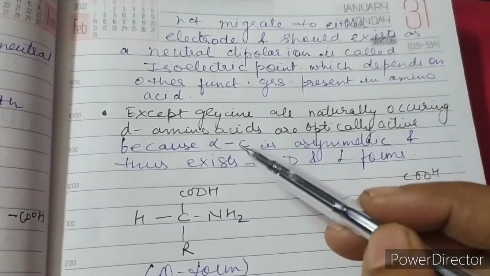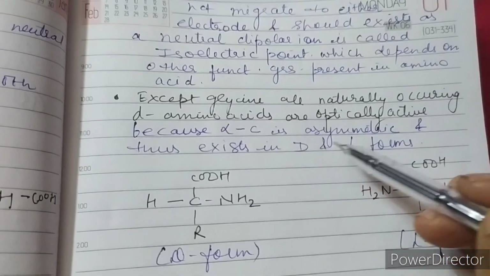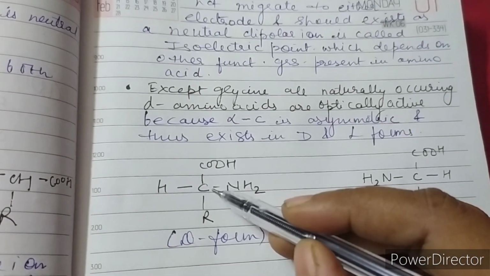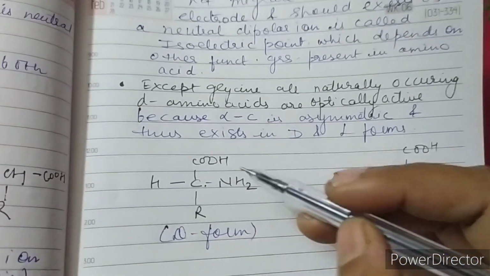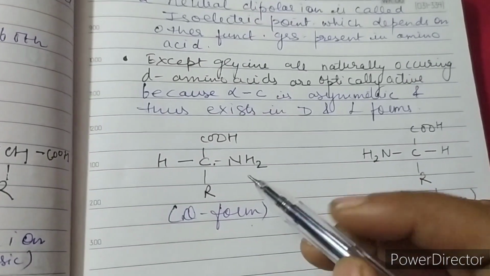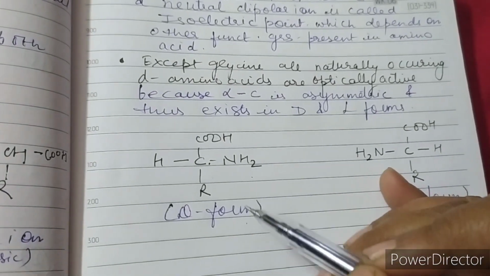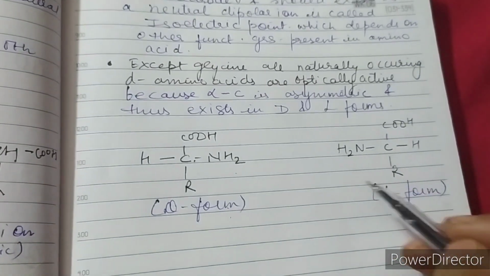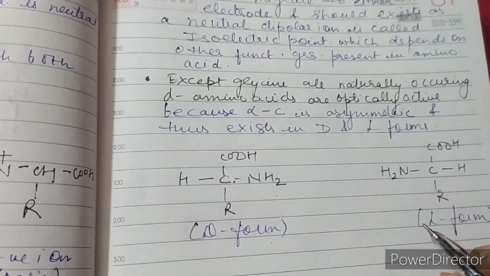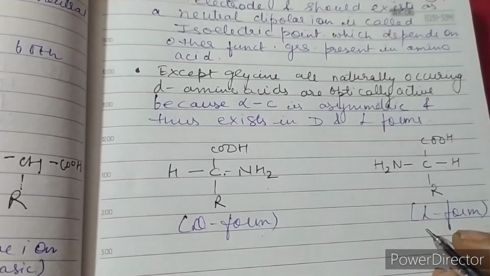Next, except glycine, all the naturally occurring amino acids are optically active because of the presence of this chiral carbon atom or asymmetric carbon atom, and therefore they exist in D and L form, which I have already discussed in the previous video also. If amino group is on right side, then it is a D form, and if it is on left hand side it will exist in L form, and mostly the naturally occurring amino acids have L configuration.